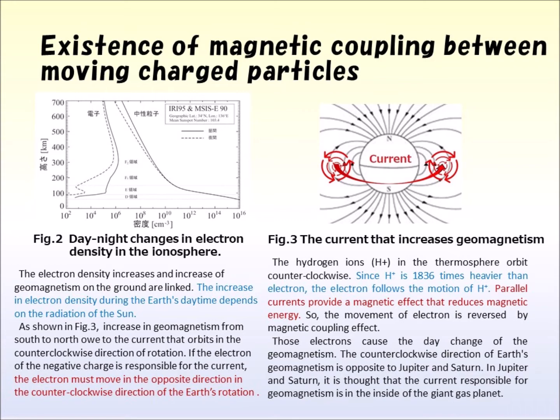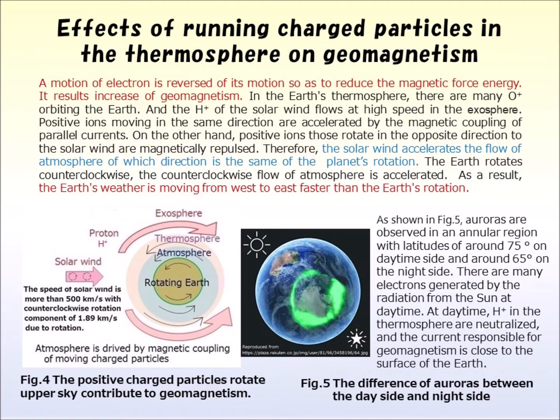The counterclockwise direction of Earth's geomagnetism is opposite to Jupiter and Saturn. In Jupiter and Saturn, it is thought that the current responsible for geomagnetism is inside the giant gas planet. Effects of running charged particles in the thermosphere on geomagnetism. The motion of the electron is reversed so as to reduce the magnetic force energy. It results in an increase of geomagnetism.